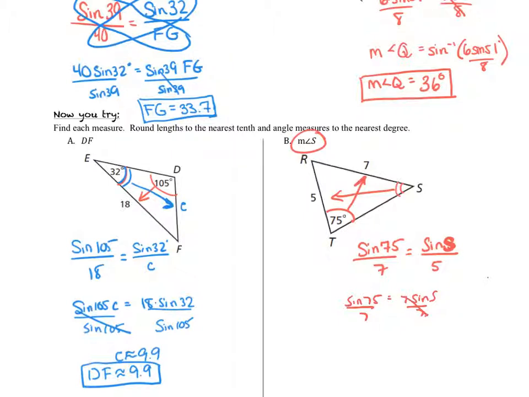Let me cancel that. So the measure of angle S is equal to sine inverse of... where'd my 5? I missed my 5. I mixed it in with the sine. Sorry, 5 sine 75 over 7. And when I do that, rounded to the whole degree, it is going to be about 44 degrees.